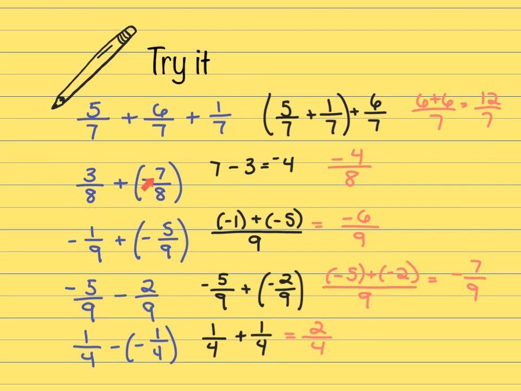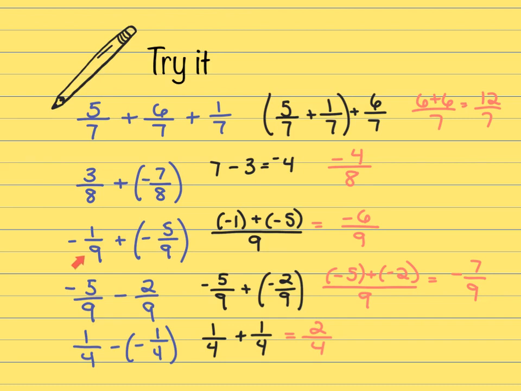3/8 plus a negative 7/8. In this case, we can subtract the absolute values of 7 and 3, which gives us a difference of 4. Negative 7 has the greater absolute value, so the negative sign wins. Our numerator is negative 4. Our answer is negative 4/8.